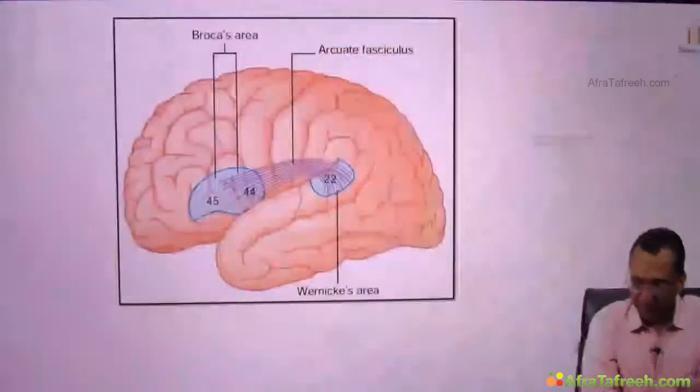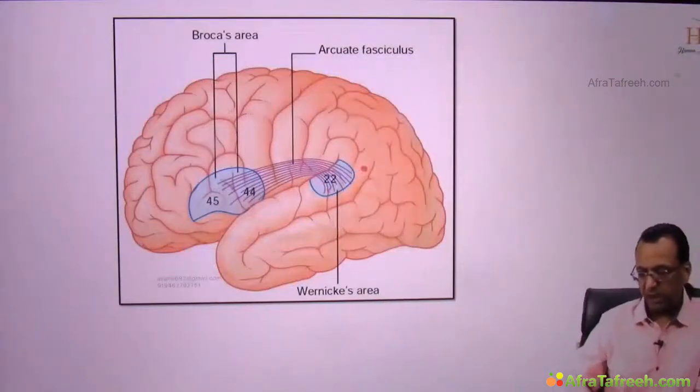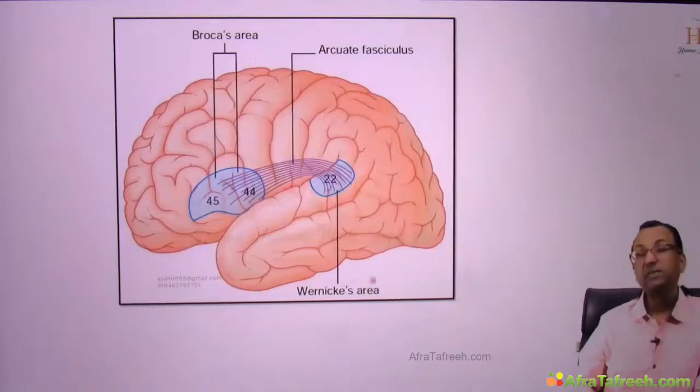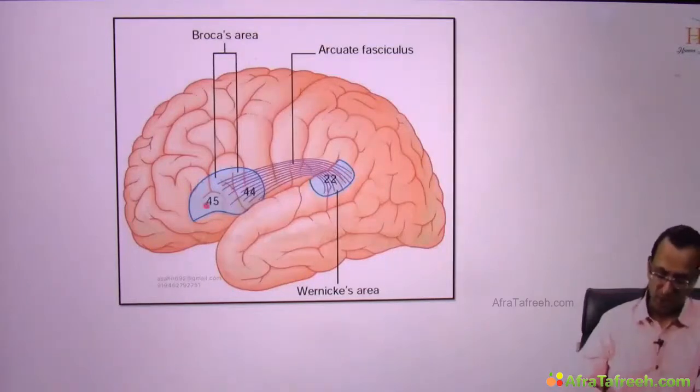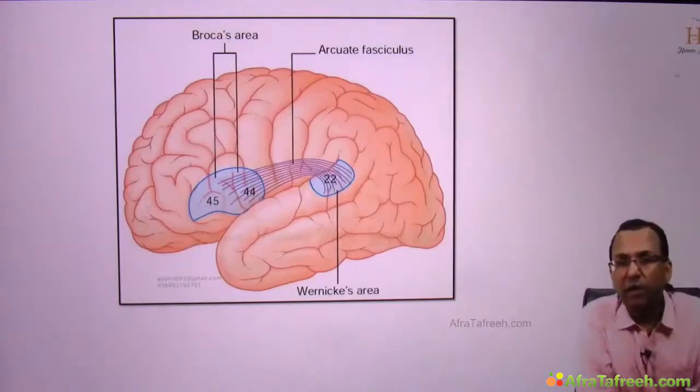So what happens is that the patient has to understand what is written. Anatomy, he has to understand by Wernicke's sensory speech area, and then he will use the arcuate fasciculus to communicate it with Broca's motor speech area, and then he will be articulating with the speech muscles and speak out anatomy. Doctor, you have written anatomy.